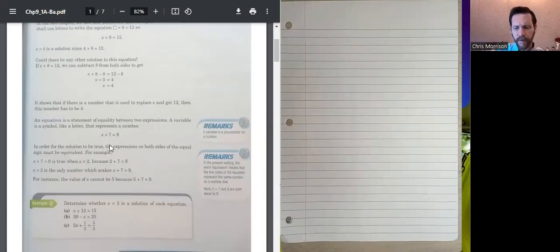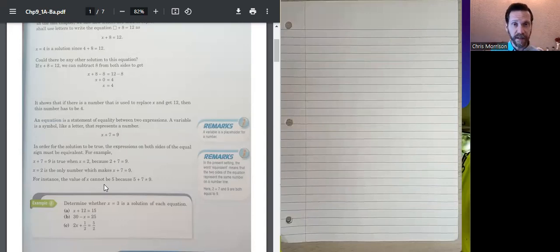We'll solve for X tomorrow, but for now, let's be really simple. If we have X plus 7 is 9, suppose I just told you X is 2. Is that true or not? Well, we substitute and ask, is it true that 2 plus 7 is 9? Yes, it is, and therefore we say that's true.